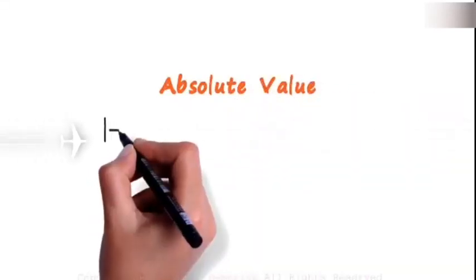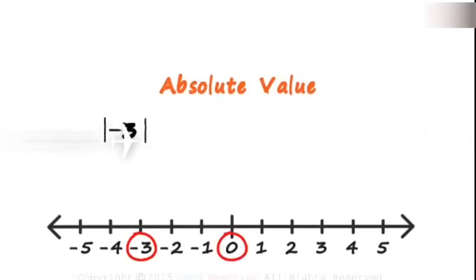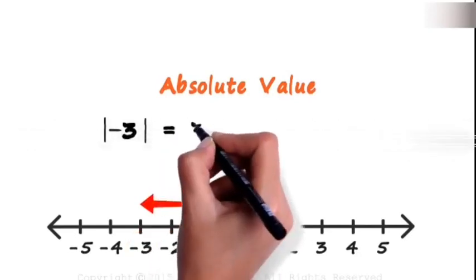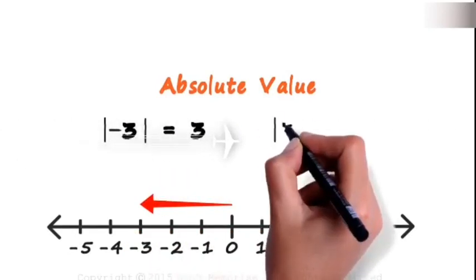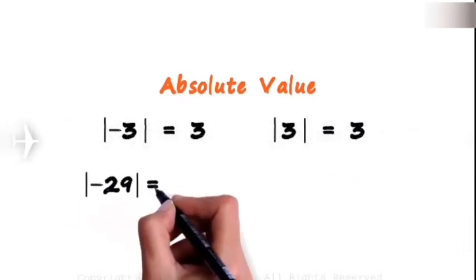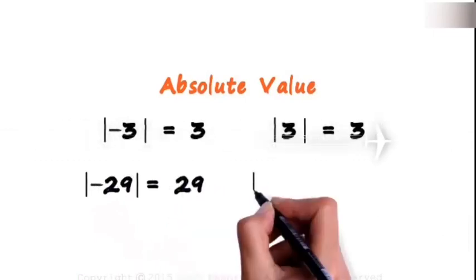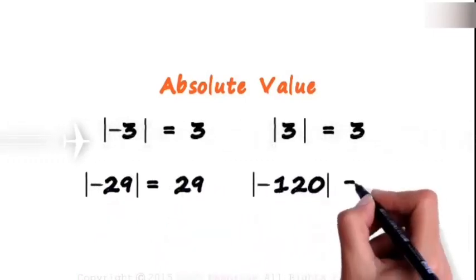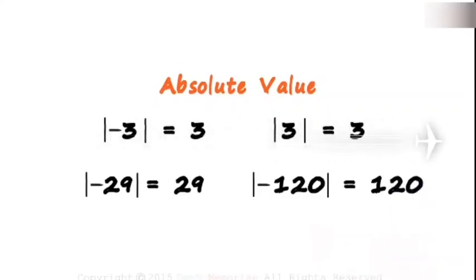What is the absolute value of -3? It tells us the distance of -3 from 0 on a number line. As -3 is 3 units away from 0, its absolute value will be 3. And what about the absolute value of 3? The number 3 is also 3 units away from 0. The absolute value of 3 will also equal 3. The absolute value of -29 will be 29. The absolute value of -120 will equal 120, and so on.